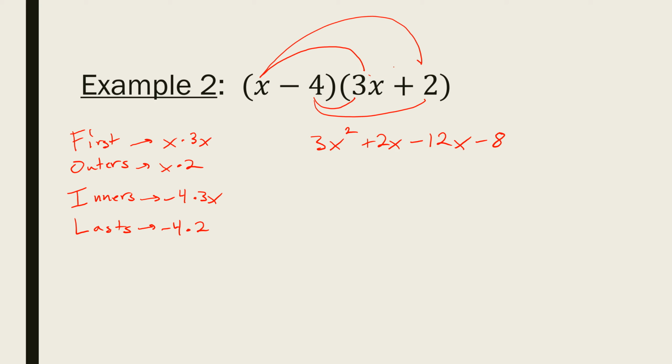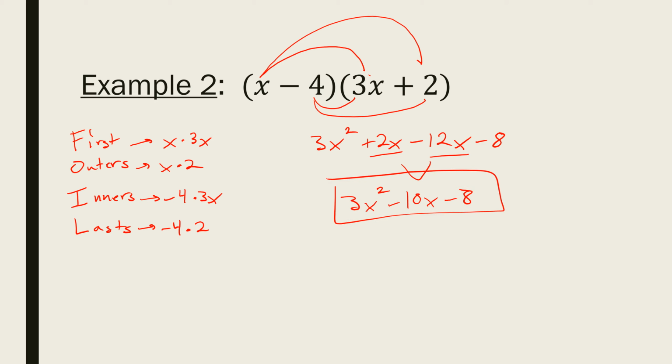Now, as always, I need to check my new polynomial to see if there's anything that can combine, and if you notice, these middle two terms are both x's, so let's combine them. That'll be -10x. So I have 3x squared minus 10x minus 8. Oftentimes when you do FOIL problems, these middle two will combine. That's a common feature, so keep an eye out for that.